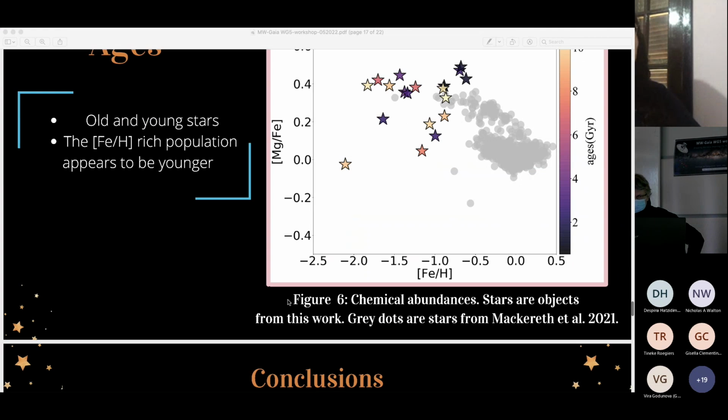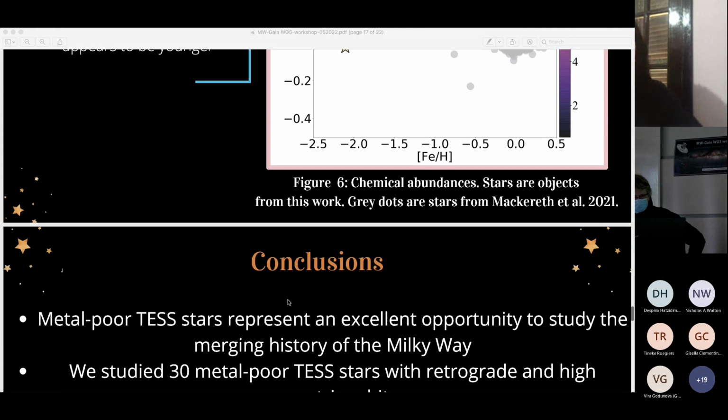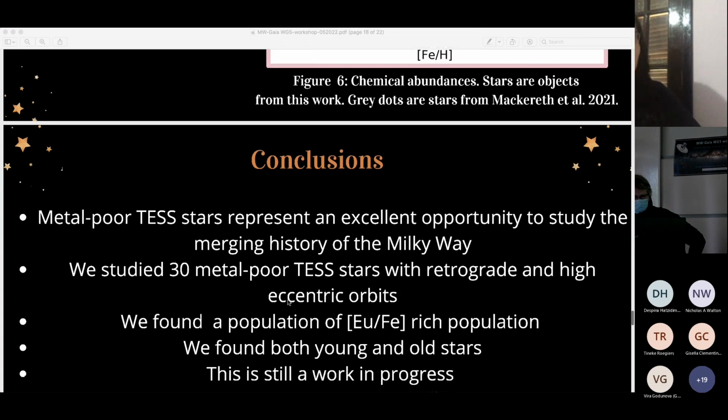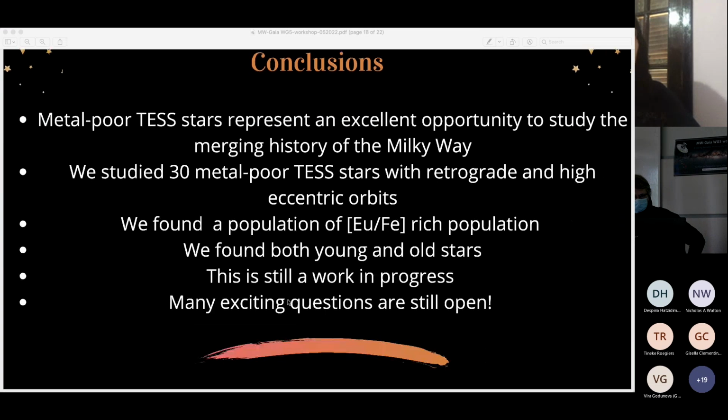So my conclusions. Metal-poor stars represent an excellent opportunity to study the merger history of the Milky Way. Here in this work, we studied 30 metal-poor stars with retrograde and highly eccentric orbits, which was only possible because of Gaia data. We also found a population of stars that are rich in europium. We found a range of ages in terms of our stars, so we have stars that are young and other stars that are old. And this is still a work in progress.